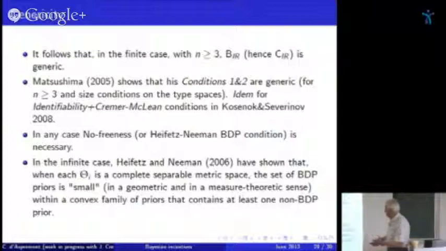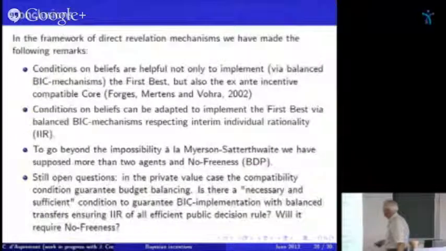Now I should mention that in all those cases, we have to require no freeness. Okay, we have to require no freeness, and there is a paper by Heifetz and Neeman that in the infinite case, this may cause problems, in the sense that this condition is quite important.